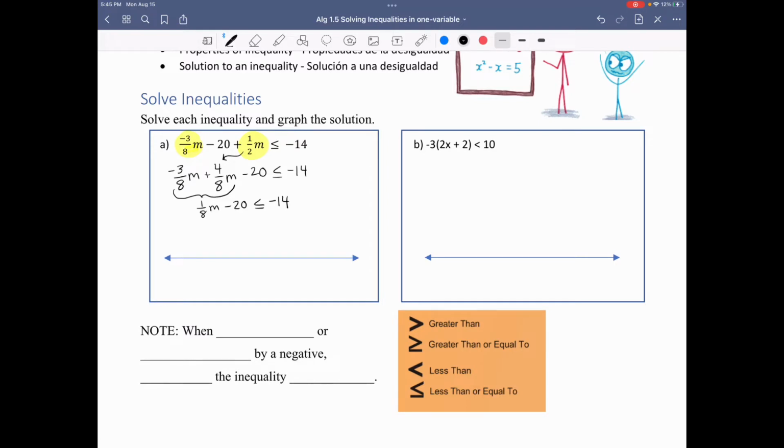The next step is to add 20 to both sides. And so we get negative 14 plus 20. I owe you $14 and I give you 20, so now you have 6. Less than or equal to, and the 20s cancel, 1/8 m.